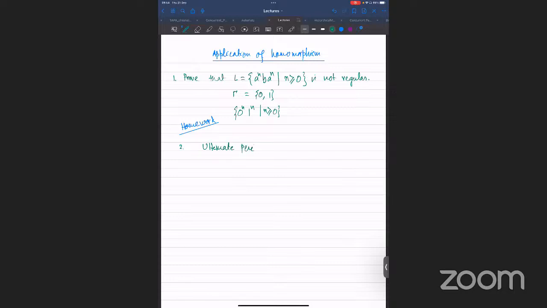Next, we are going to look at something called ultimate periodicity. We have in fact seen ultimate periodicity earlier also in some form. So what is U? U is a set of natural numbers. Let U be a subset of N. The set U is ultimately periodic. Again, we are looking at this in the context of some applications of homomorphism, and some properties of regular languages.